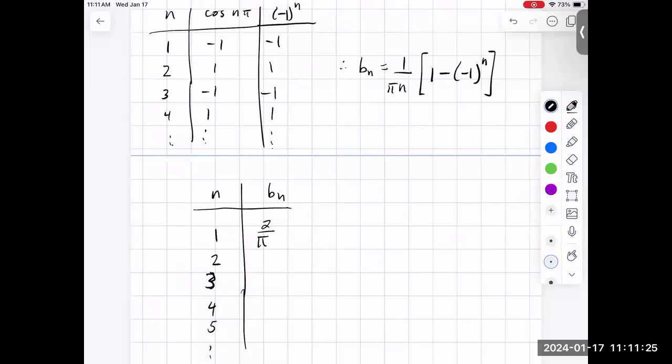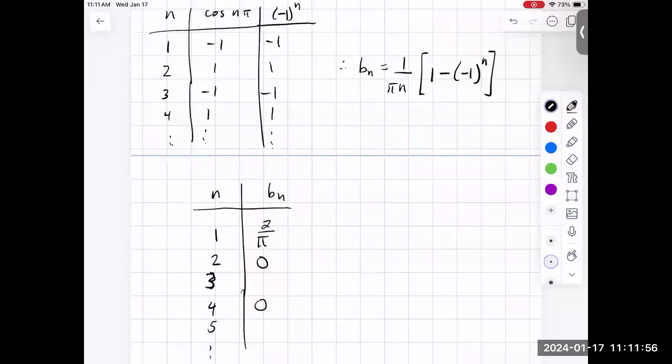Okay, and then we do n equals 2. Minus 1 to the power 2 is plus 1. So then we have 1 minus plus 1, so we're going to get a 0. And in fact, anytime n is even, we'll get a 0. All right, so let's try n equals 3. Minus 1 to the power 3 is minus 1. So we get 1 minus minus 1, so that all is a 2.